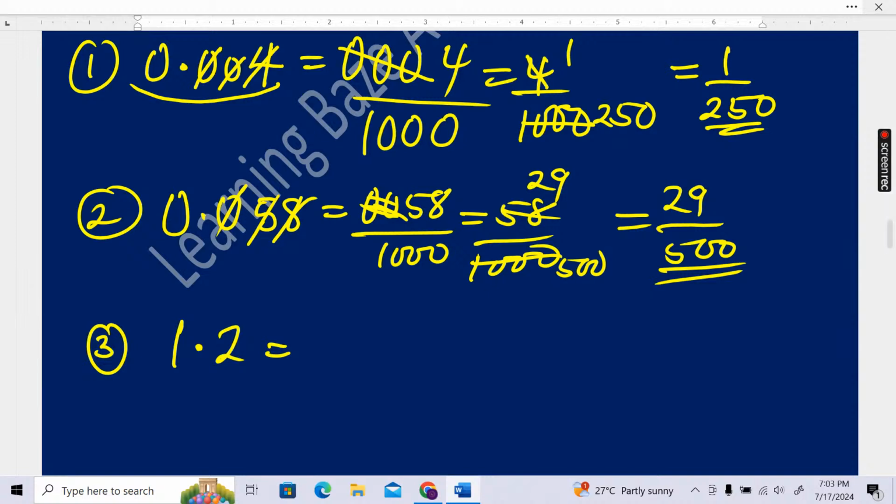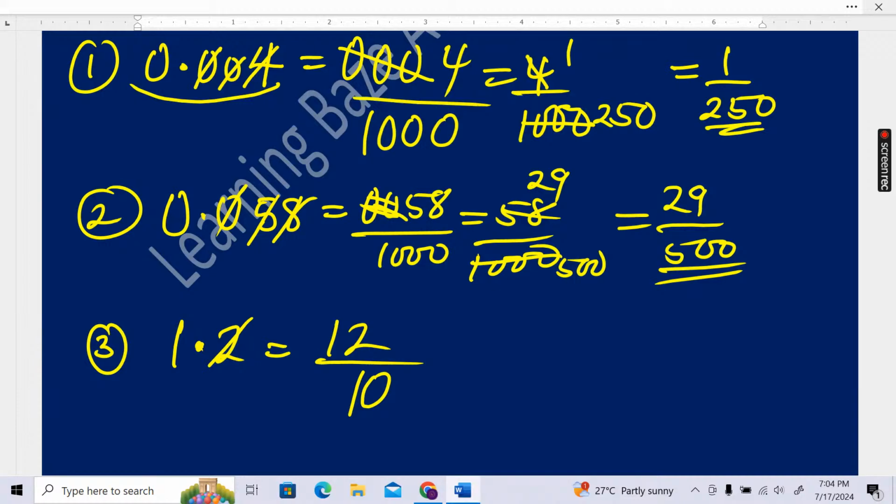Now 1.2 is a decimal. The first thing you need to do is write the number as a whole number. So 1.2 as a whole number will be 12. You ignore the decimal point, divided by the denominator. The denominator will be determined by the digits after the decimal point. How many digits do we have? We have only 1 digit, so for the denominator, you write only 1 zero. So that's 12 over 10.